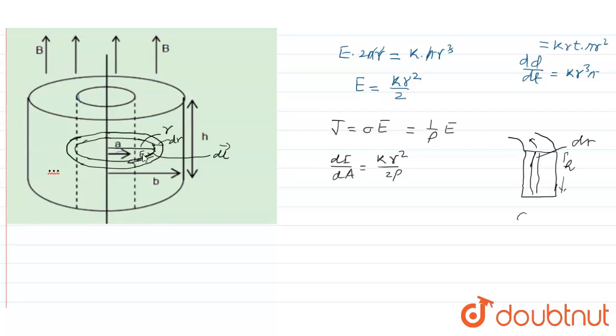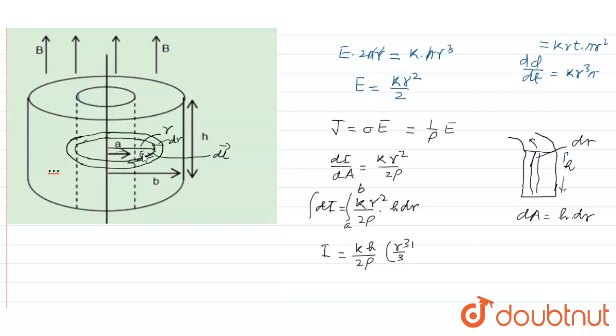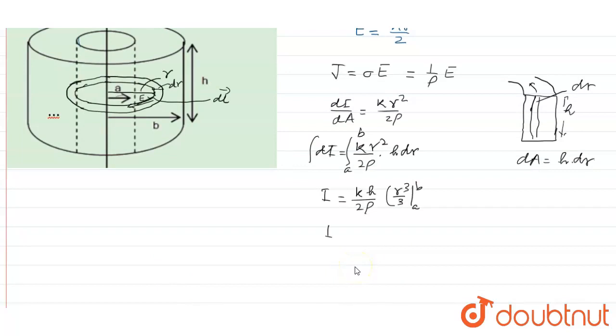So dA will be equal to h into dr. So here dI will be equal to kr² upon 2ρ into h into dr. Now for the whole current we can integrate it from A to B. Then here I will come out to be kh upon 2ρ into r³/3, with limits A and B.